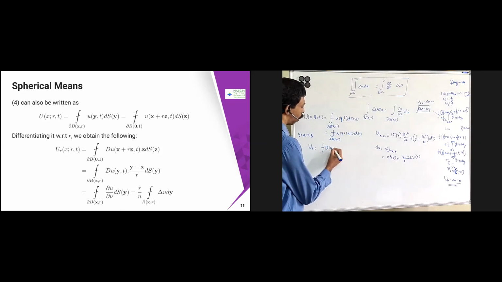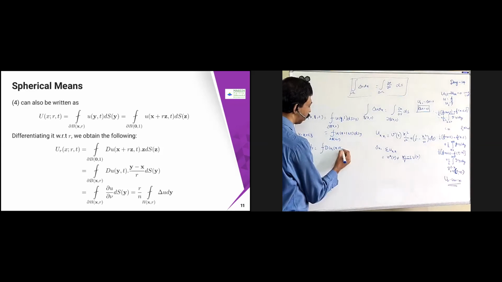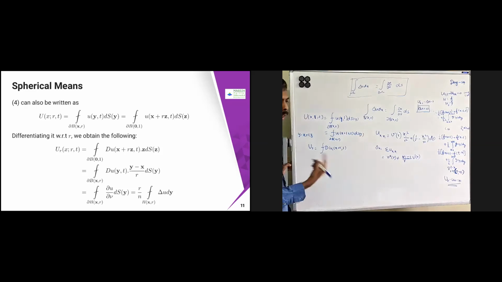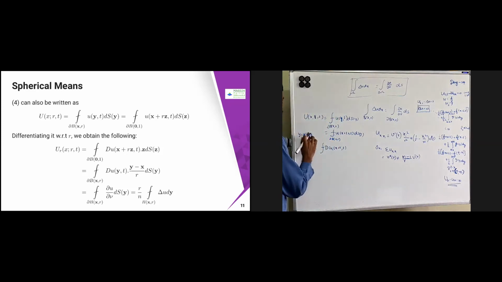So Du(x + tz, t) times, with y = x + tz, I have to find what dS_y is in terms of z. I'll differentiate with respect to t. Sorry, I made a mistake: it is the average over the ball, and here it is x + rz. The next one I will use tz; here it is x + rz, not tz. This is going to be x + rz.